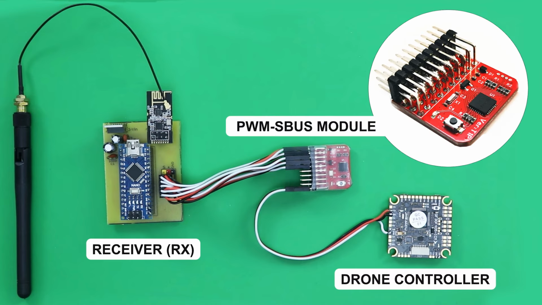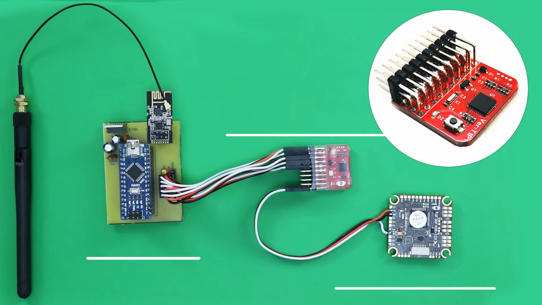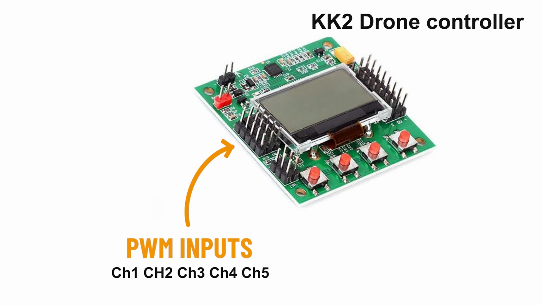An external PWM to S-bus converter module is required for drone controllers with S-bus protocol. It works directly with controllers that support PWM, such as KK2, without the need for an extra module.